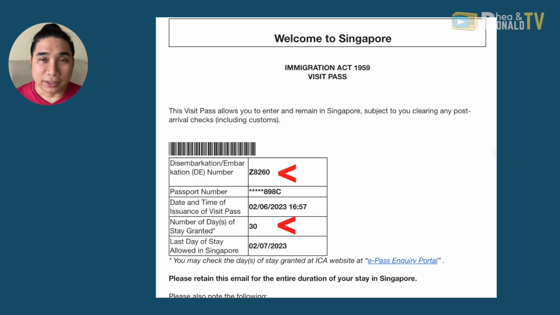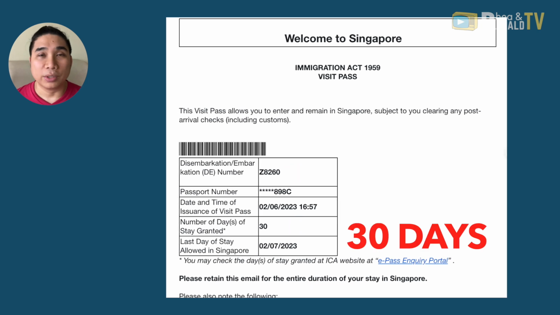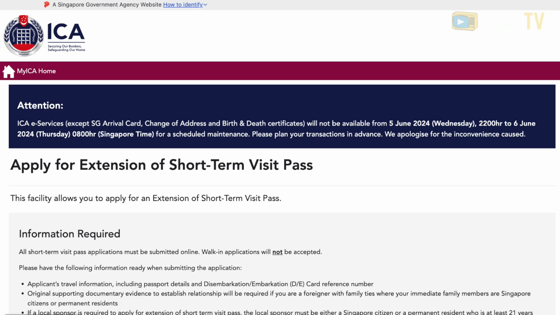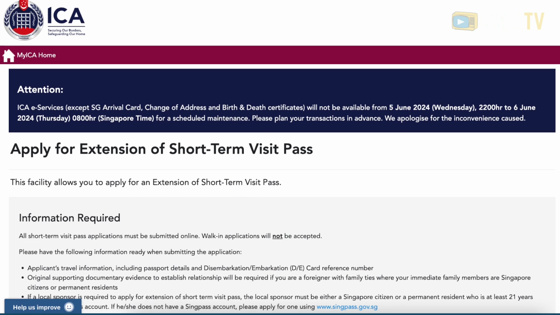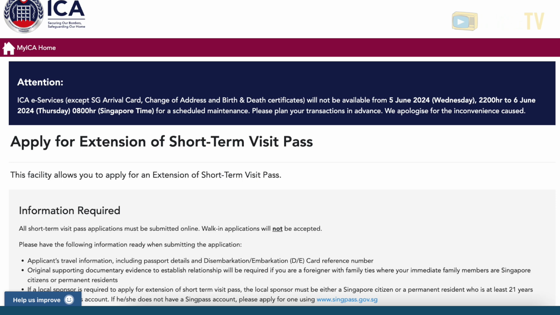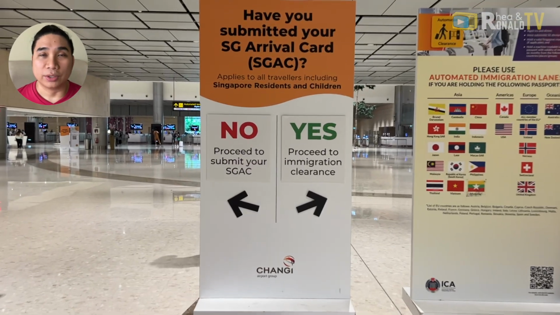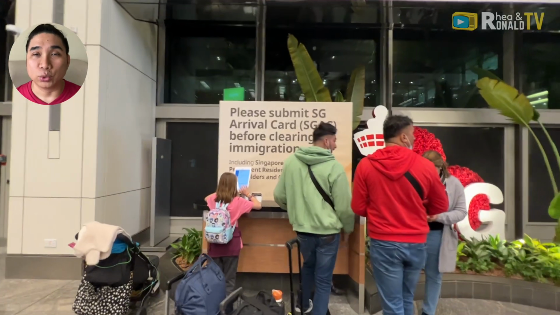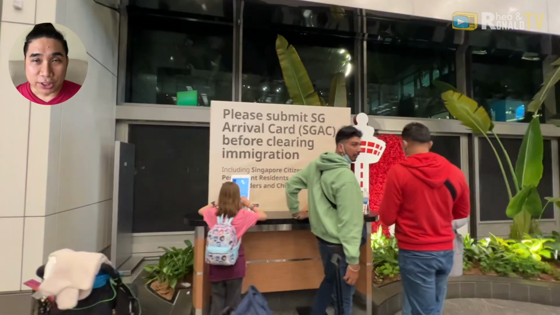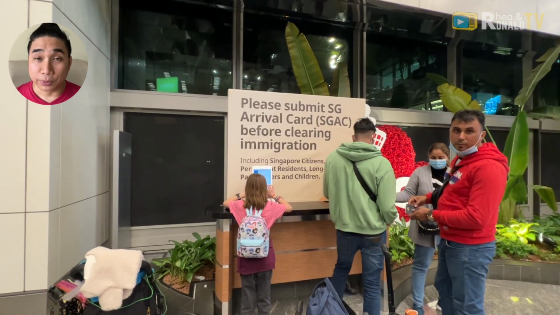The maximum length of days that you can stay in Singapore as a tourist. So commonly it will be 30 days. If you plan to extend your 30 days, you need to keep this email so that you can refer to your DE number. So in case you forgot to submit your Singapore arrival card, there is actually a free booth for tourists to use and register or submit your arrival card before entering Singapore immigration.